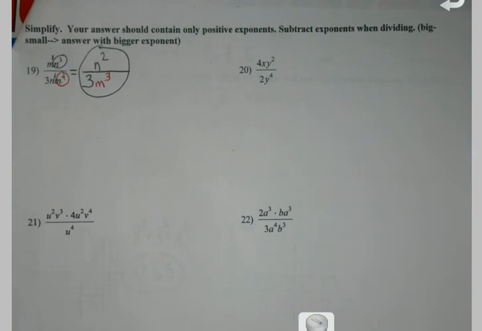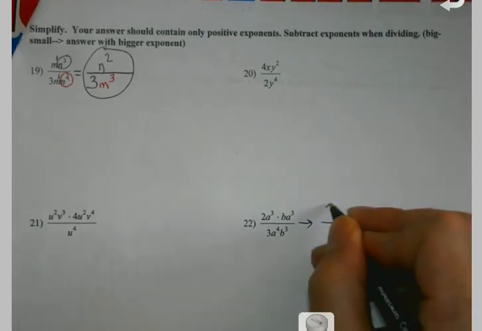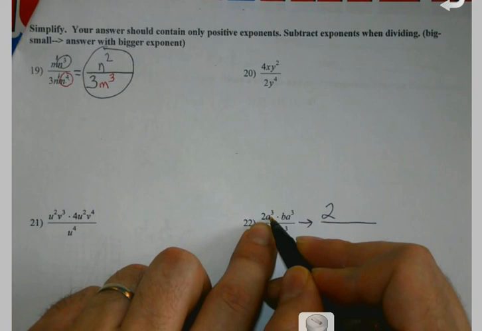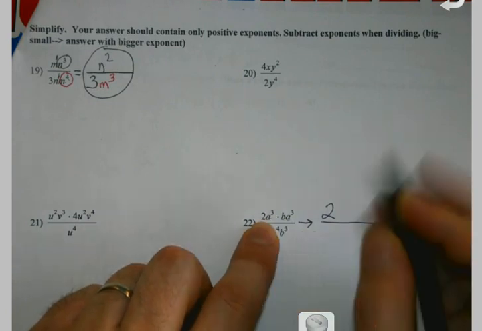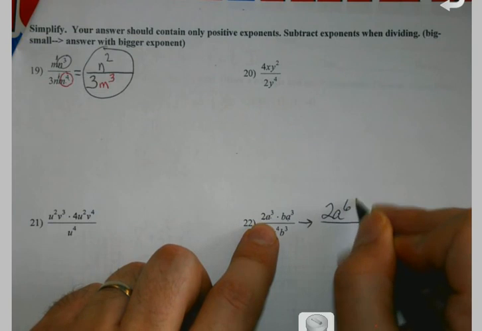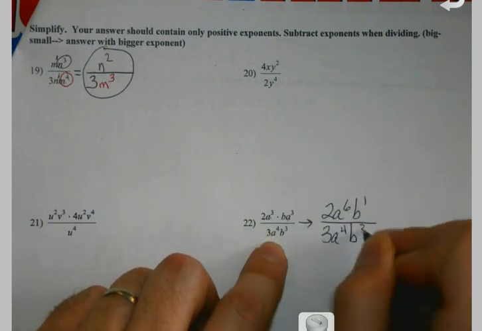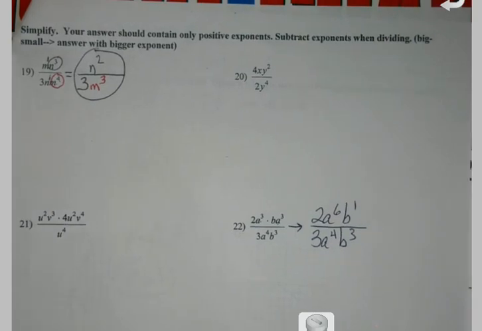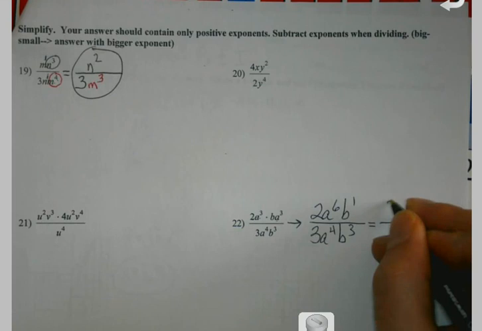Now, will there be sometimes I've got to do more than just that? Oh, yeah. Like 22, prime example. There's multiplying to be done first, so we have to do that. So up top, okay, I see a 2. There's my a's multiplying. I add the exponents. 3 and 3 is 6. I'll just copy what's down below. And then I do what I did up here. Now, if I try to do 2 divided by 3 and I get a decimal, just leave it.